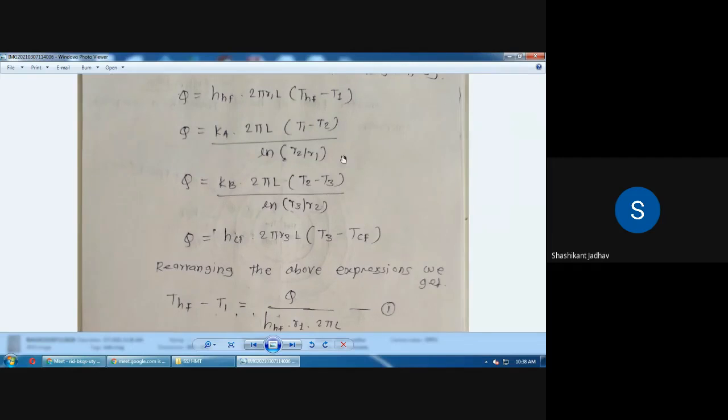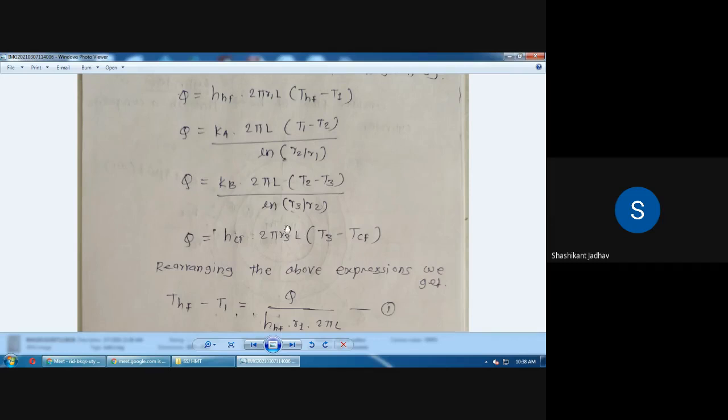ओके, याच्यावरून परत रिअरेंज करायच्या टर्म. So we have to write down the equation for the temperature difference. We have to write down the equation for THF minus T1. So from this equation we have to write down the equation for the THF minus T1. त्याच्यासाठी इक्वेशन काय मिळणार आहे, Q divided by HHF into 2 pi R1 into L. That is the equation number 1. Similarly for this, by using this equation we have to find out the value of T1 minus T2. Similarly by using this equation we have to find out the value of T2 minus T3, and similarly by using this equation we have to find out the value of T3 minus TCF.